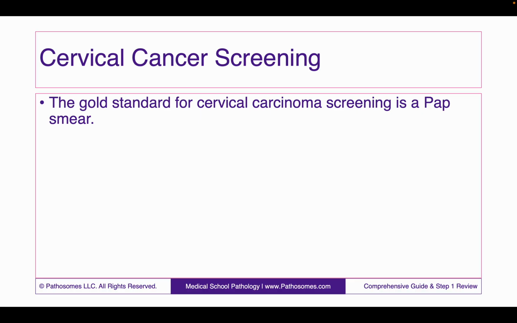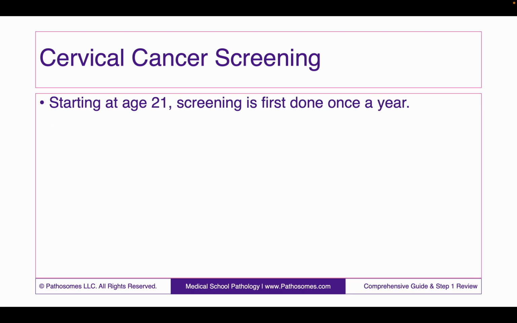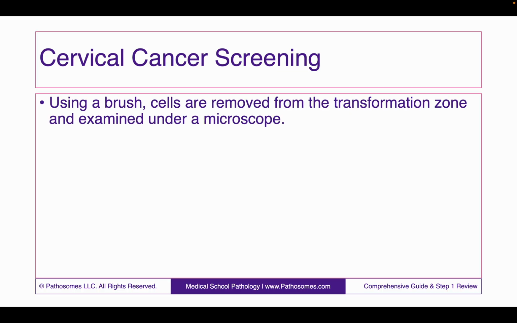The gold standard for cervical carcinoma screening is a pap smear. That's very important. I'm going to say it again. The gold standard for cervical carcinoma screening is a pap smear. It's important for us to know those gold standards. Starting at age 21, screening is first done once a year. Using a brush, cells are removed from the transformation zone and examined under a microscope.